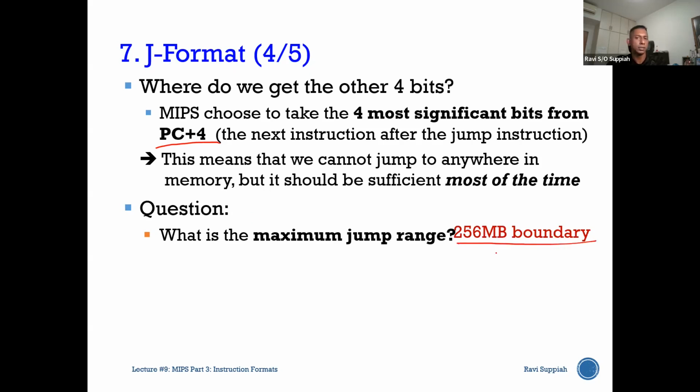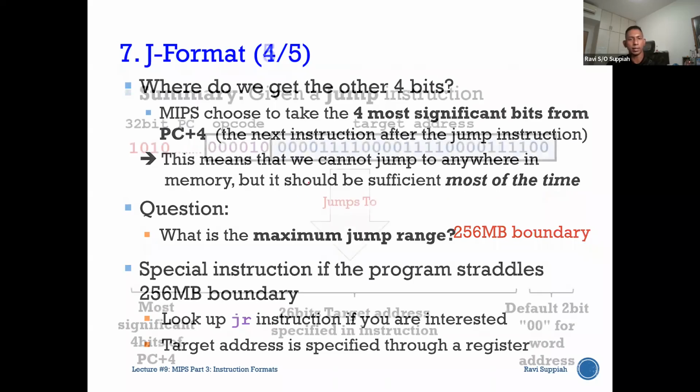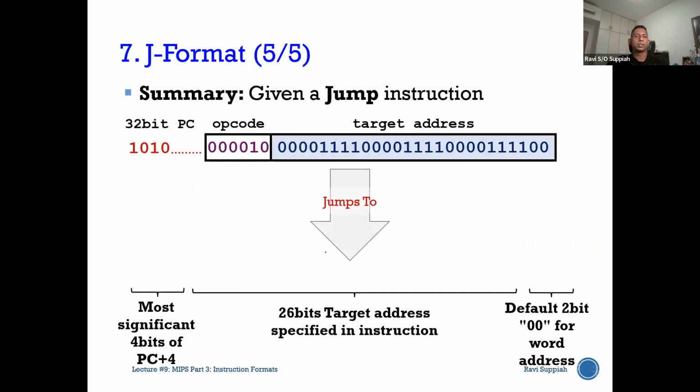Is this enough? It is enough most of the time, so it is sufficient to cater to most programs. Of course, there are other ways that the compiler can go around this limitation, but we will not go into all that. For now, we just look at the J-type instruction. So let's have an example.